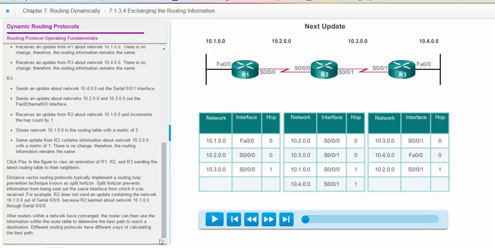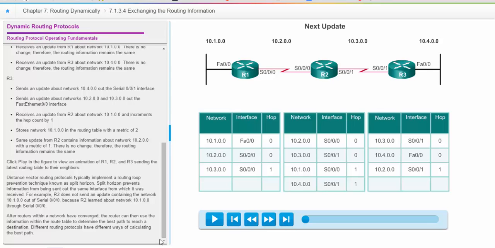Distance vector routing protocols typically implement a routing loop prevention technique known as split horizon. What split horizon does is it prevents information from being sent out the same interface from which it was received. So router 2 does not send an update containing the network out of serial 0/0/0 because router 2 learned about that network through that interface. So it only sends information that it doesn't already know out of the interface that it hasn't received it from.